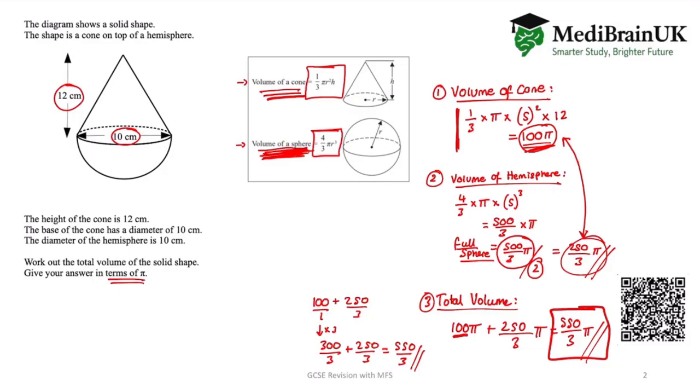Okay, so that was a bit of a recap from our last lesson. What we're going to move on to in today's lesson is the area of a sector, and we're going to be looking at arc lengths.